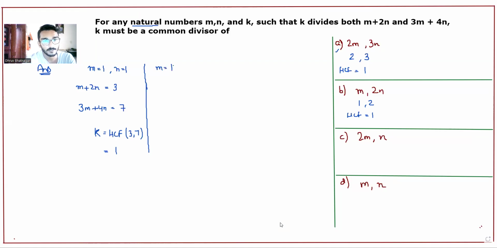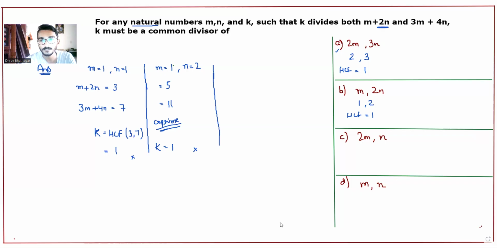Let's assume the next value: m is 1 and n is 2. So the value of m plus 2n would be 1 plus 4, that is 5, and 3m plus 4n is 3 plus 8, that is 11. Again, I can see the HCF is 1 because 5 and 11 are co-prime numbers. So this data will not work again. I have to assume some different value which will not give me co-prime values. I do not want k equals 1; I want k equal to something different than 1. So this is not working.